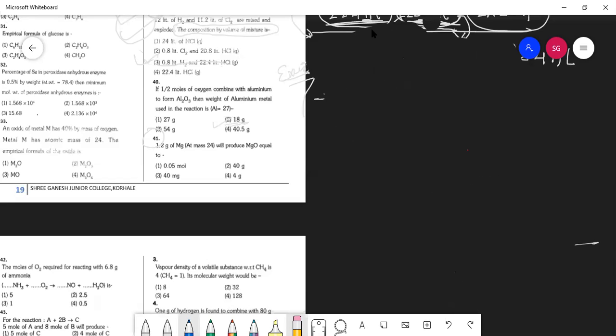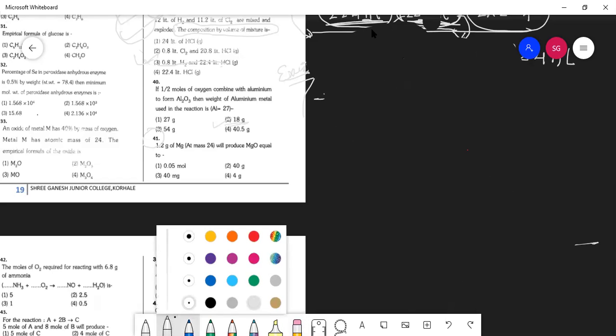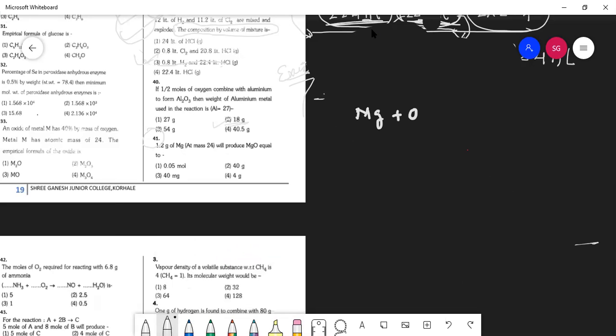Yes, you got the answer. Yes, sir. Option 1. Yes, that's correct. See here, Mg plus O2 gives MgO. I need to balance it, so I'll put here 2. So here it will be 2.